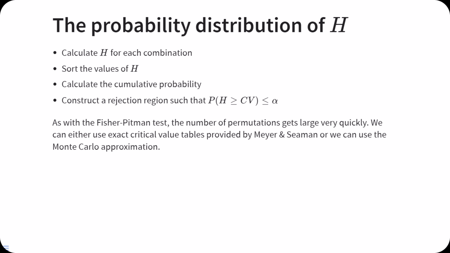As with the Fisher-Pittman test, the number of permutations gets large very quickly, but as I've explained, the critical value could be calculated one time for any combination of sample sizes, and that's all you would need to have it for every other study that has that combination of sample sizes. That means it's feasible to create exact critical value tables, and indeed, Meyer and Seaman have done that for 3 and 4 groups, or we can just use the Monte Carlo approximation.